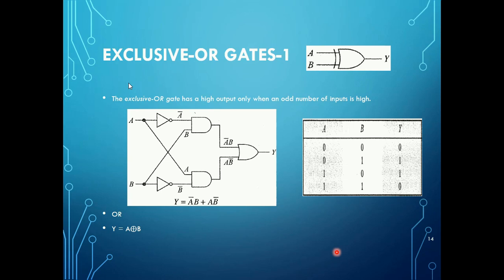If you have input as 1, 1, 0, output will be 0. Why? Because the number of high inputs is not odd, it's an even number of high inputs. If it is even, you will be getting Y output as 0. Okay. That is in the case of a 3 input exclusive OR gate.